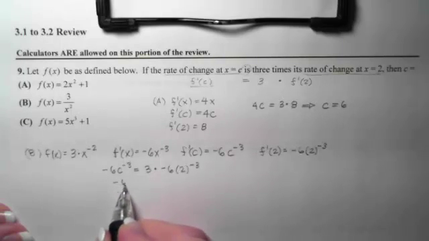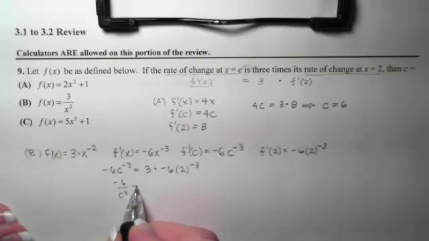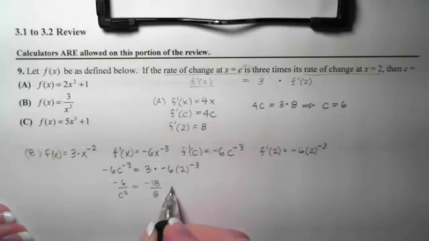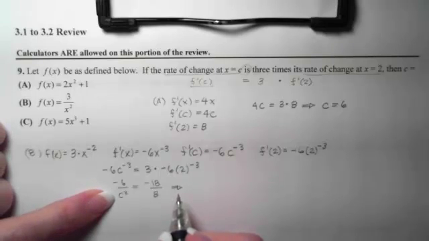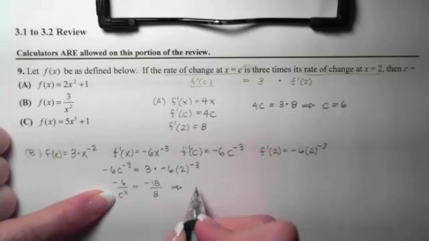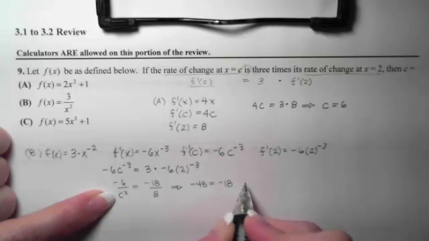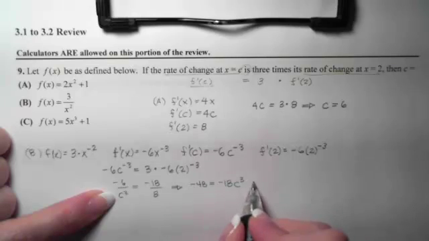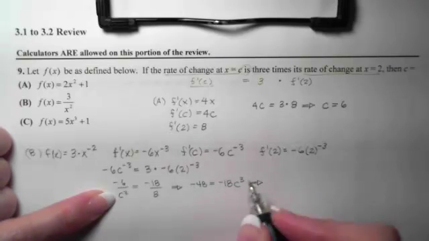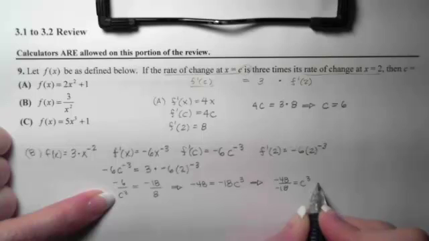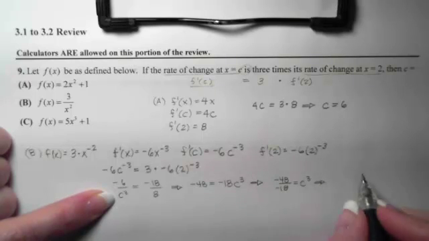So I'd have a negative 6 over c cubed, and on this one I'd have a negative 18 over 2 cubed, which is an 8. So now if I cross multiply, because my goal is to isolate c, I would multiply negative 6 times 8 and negative 18 times c cubed. Then I will move the negative 18, so I'll have a negative 48 over a negative 18 equals c cubed, and then I'll need to take the cube root.